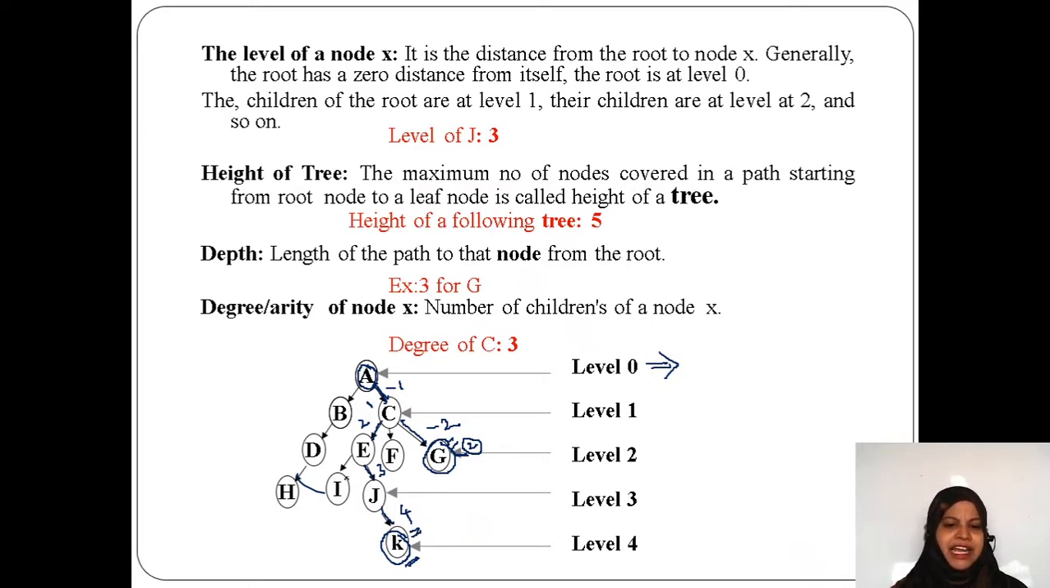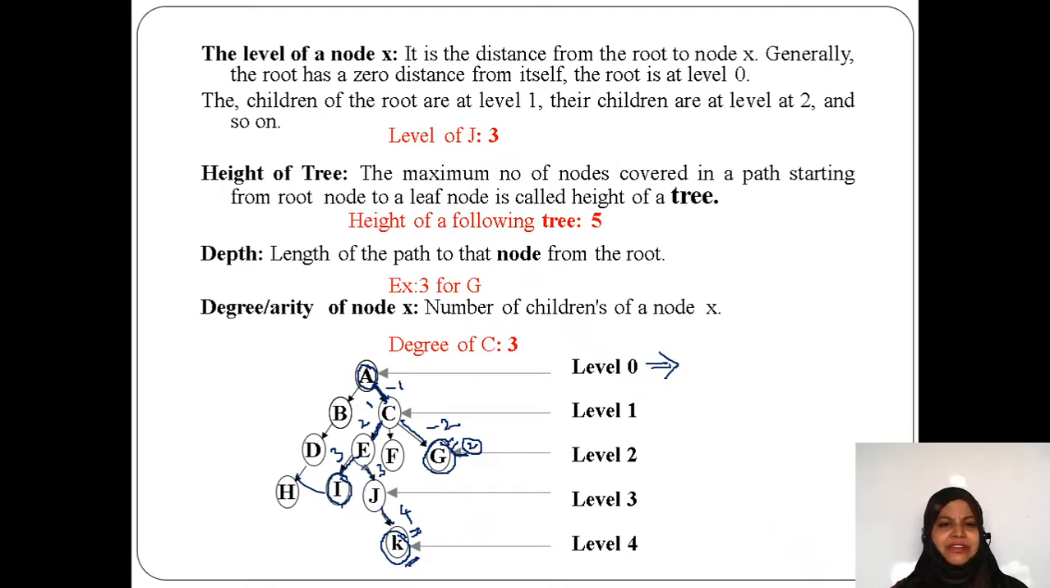Now for example, I. What is the level of this I? A to C 1, C to E 2, E to I 3. So the level of I is 3. So level means the distance from the root node to that particular node. The distance from the root node to that particular node is known as the level of that particular node.